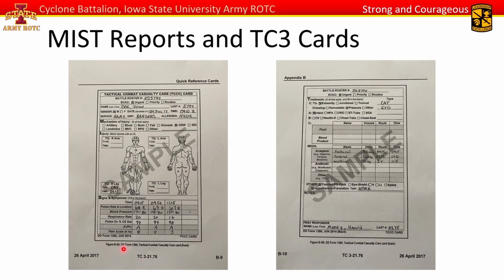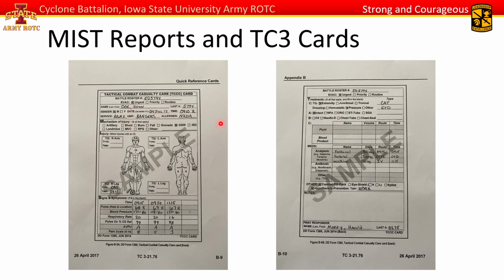So to go through this TC3 card, this is what it would look like. You can see here it's the DD Form 1380, and this is the front and the back side. It has some demographic information here, and then pertinent information as to where the injury happened.